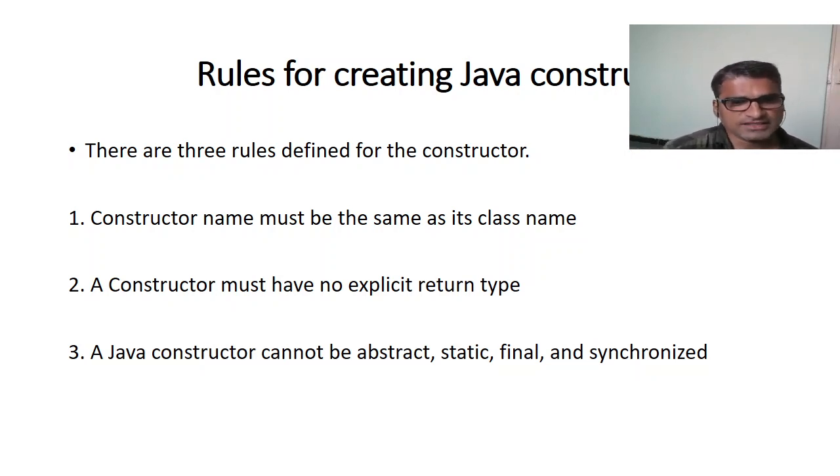So the third rule indicates that a Java constructor cannot be abstract, static, final, or synchronized. Why? Because a constructor does have its body. When we define an abstract method, it doesn't contain any body. So because of that, a constructor cannot be abstract, final, static, or synchronized. So we need to remember these important 3 rules in order to create a constructor in Java.